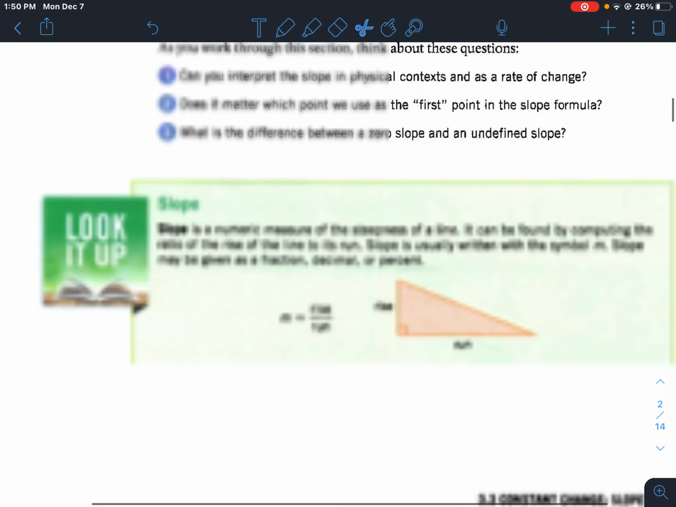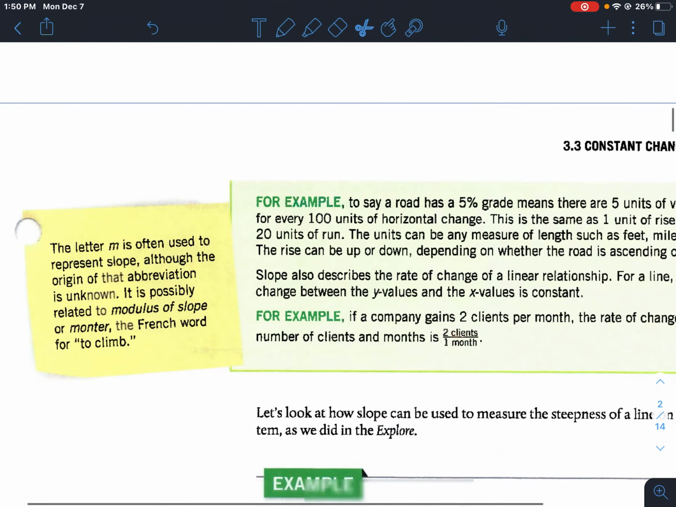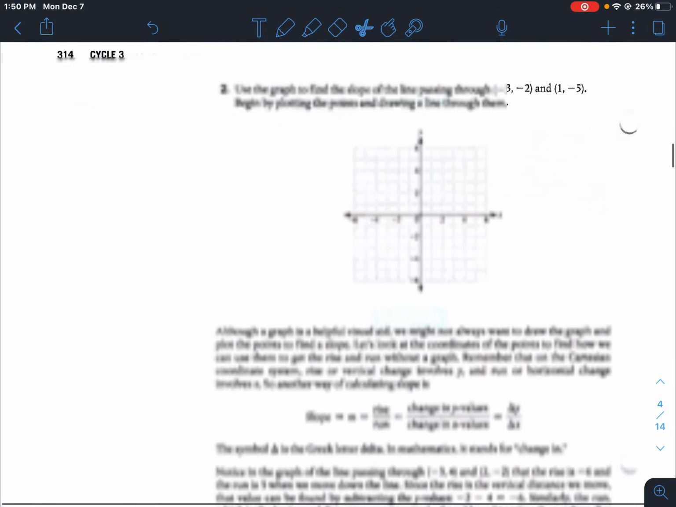They're proportional. All right. Slope is the numeric measure of steepness of a line. We can compute the ratio of the rise to its run. So usually we use the symbol m, and it can be written as a fraction, decimal, or a percent. So m equals rise, going up and down, over run, which is going from left to right. You can read through the example if you want to.